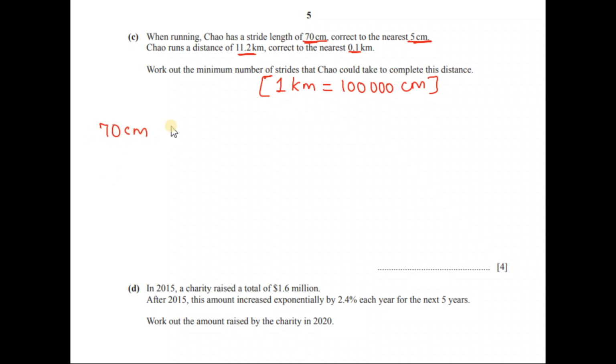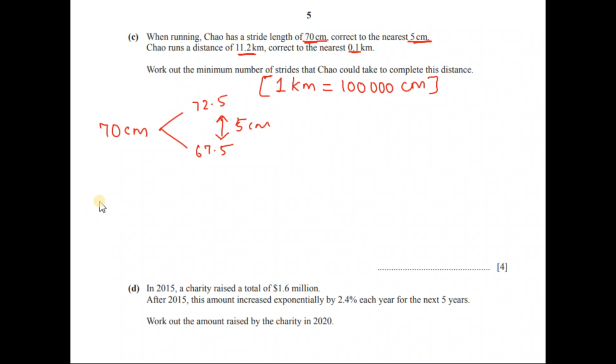So the first part is 70 centimeters, correct to the nearest 5 centimeters. So we have to give our upper and lower bound. Nearest 5 centimeters means you will have a difference of 5 centimeters between upper and lower bound. So from 70 you go 2.5 down, which gives 67.5. You go up by 2.5, that gives 72.5. So this is your lower and upper bound for it.